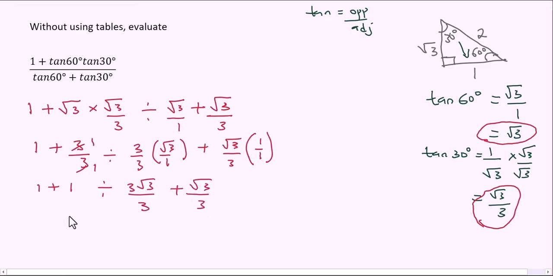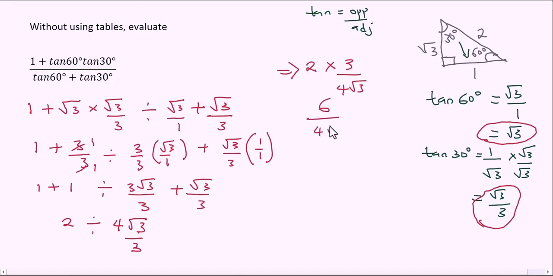I know it's looking a little bit complex now, but it's the same process. 1 plus 1 here is 2 divided by, now we can just simply add these fractions because we have common denominators here. 3 root 3 plus root 3, that is 4 root 3. So this becomes 4 root 3 over 3. Okay, let's continue from this very point. So we'll have 2 multiplied by, so we'll take 3 over 4 root 3. From this very point, let's multiply 2 times 3 is 6. So we'll have 6 over 4 root 3.